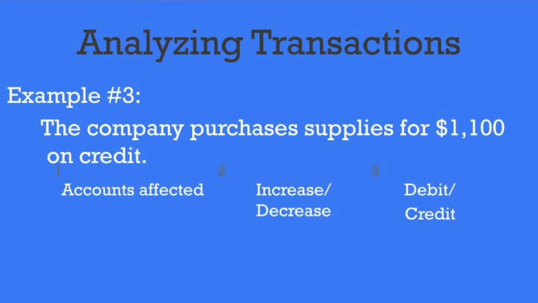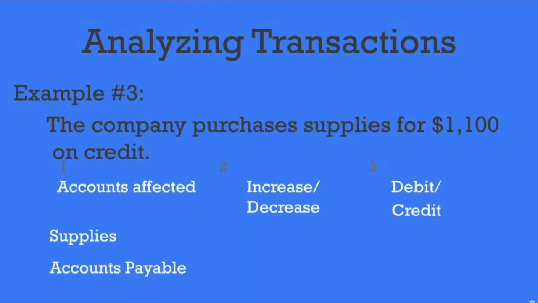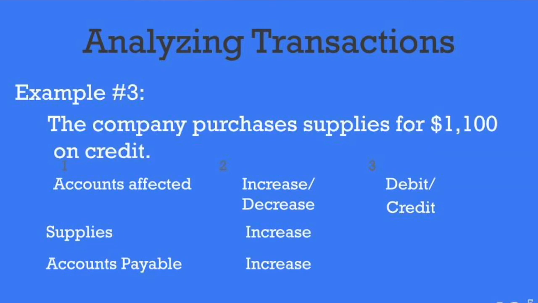Let's look at another example. The company purchased supplies for $1,100 on credit. When we look at this one, it's very similar to the second one. We have supplies coming in. So again, based on our experience with example 2, we have an increase in supplies. Supplies is an asset. That is a $1,100 debit.